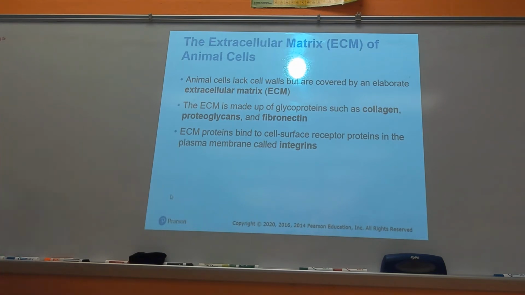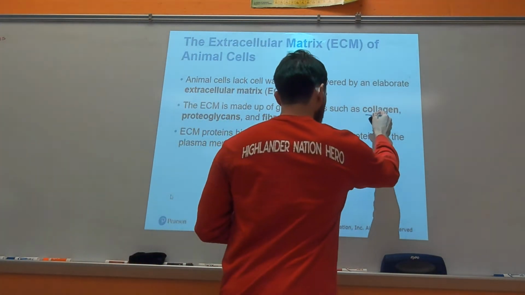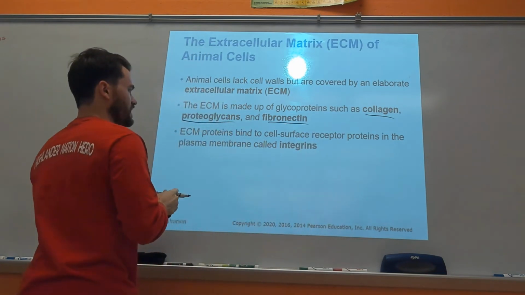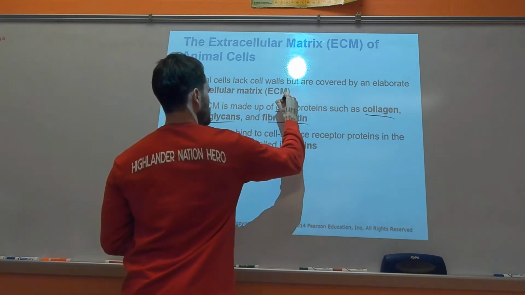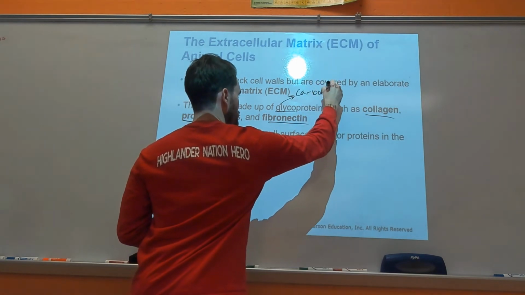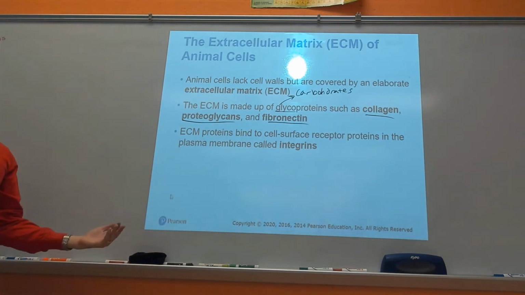So it's made up of glycoproteins. Here are some examples of glycoproteins: collagen, proteoglycans, fibronectin. Glyco is referring to carbohydrates, and protein is referring to protein. So they are proteins that have a bunch of carbohydrates attached to them.